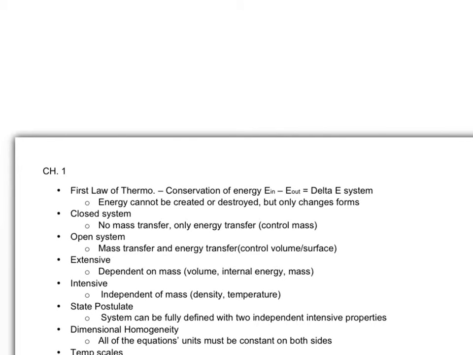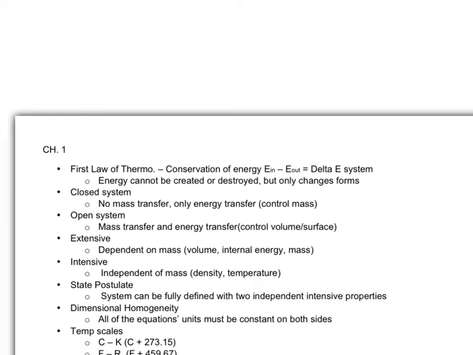State postulate. A system can be fully defined with two independent intensive properties. So if you are given two intensive, remember intensive means it's independent of mass, you can figure out everything else about the system, which is what we're going to have to do for most of our equations and questions in class.